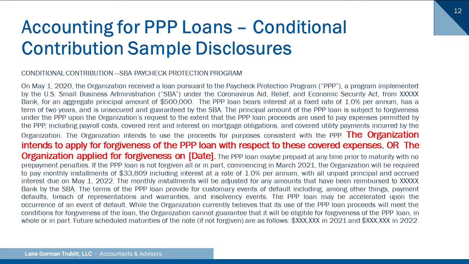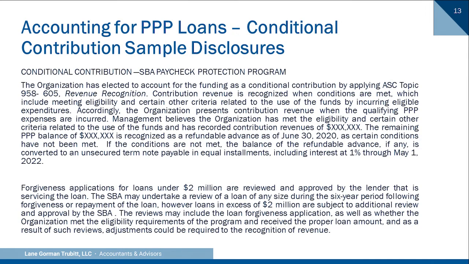And this is a footnote disclosure for the PPP loan that is being accounted for under ASC 958-605, with the actual verbiage depending on whether or not the organization has applied for forgiveness. Very similar to the previous disclosure example. This is the continuation of the disclosure on the previous page.